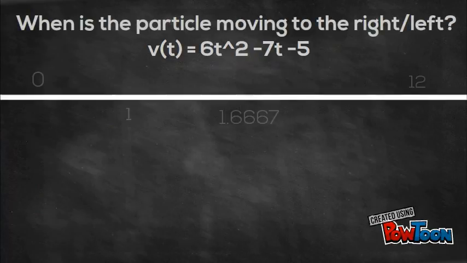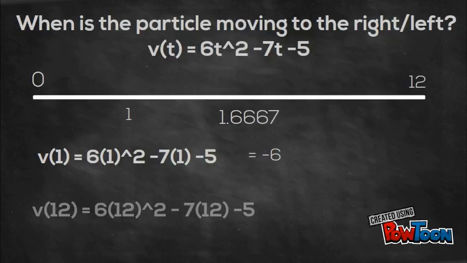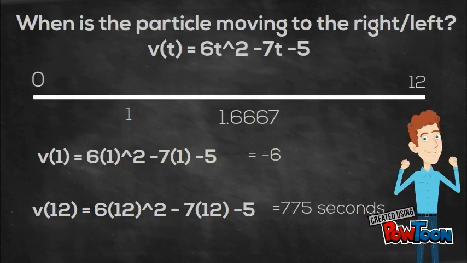The next question is, when is the particle moving to the right or left? For this problem, you need a horizontal line graph. The particle will move right or left when the particle stops. Put the time of when the particle stops on your line graph. Then you plug in a number below and above 1.667 into the velocity equation. We chose the numbers 1 and 12.